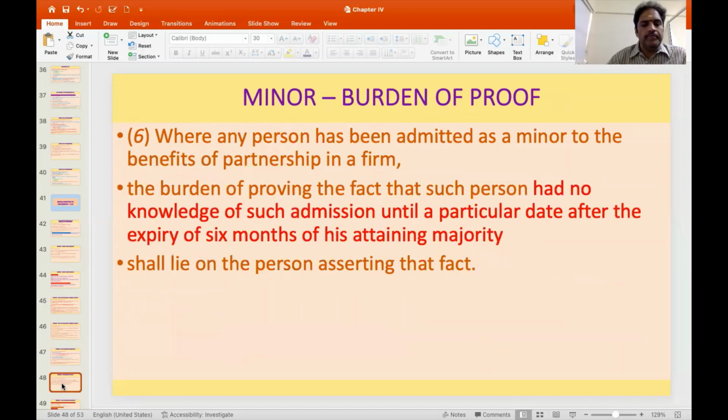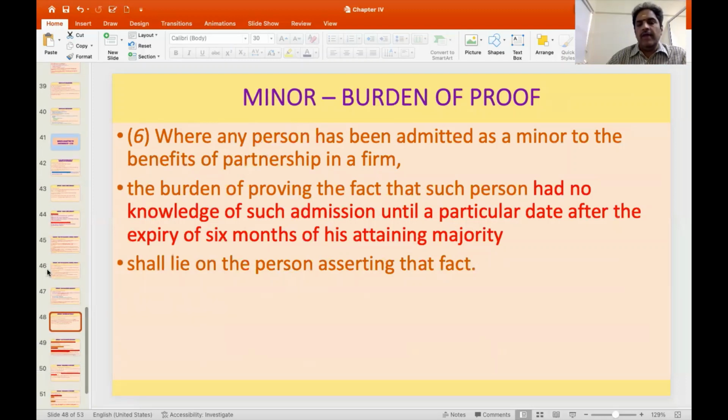Then where any person has been admitted as a minor to the benefits of the partnership in a firm, the burden of proving the fact that such person had no knowledge of such admission until a particular date after the expiry of 6 months of his attaining majority shall lie on the person asserting the fact. So who has the burden to prove that he got knowledge about it only now? It will be on the person who is asserting the fact.